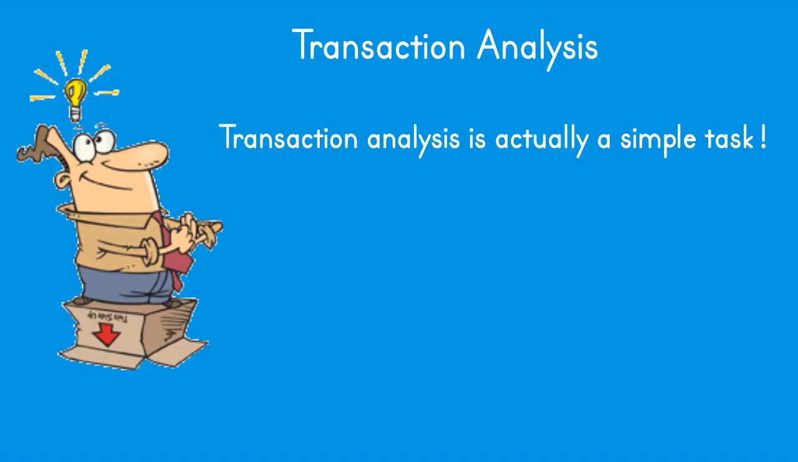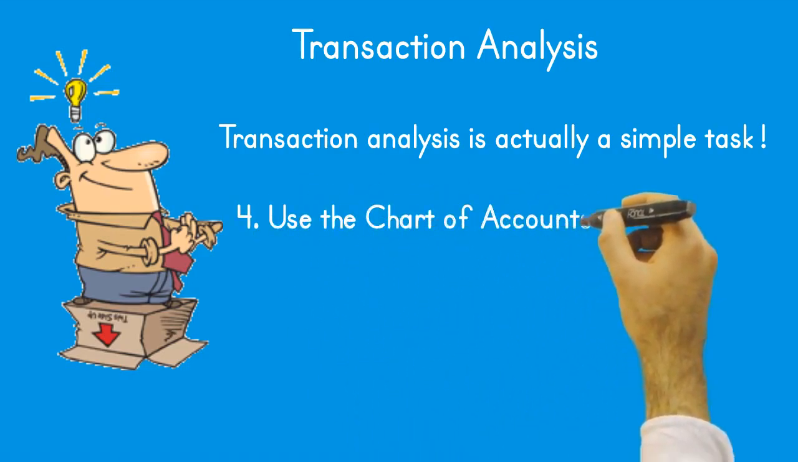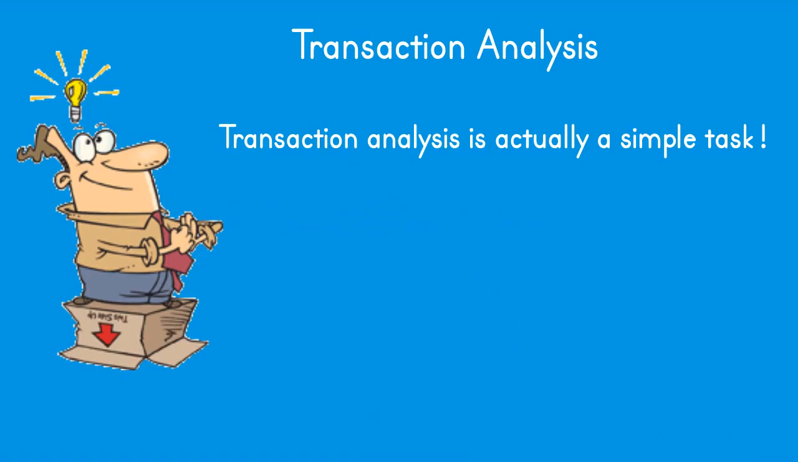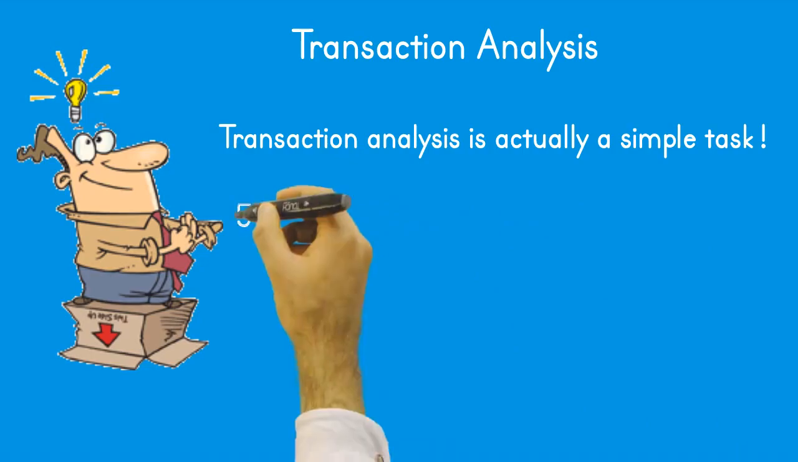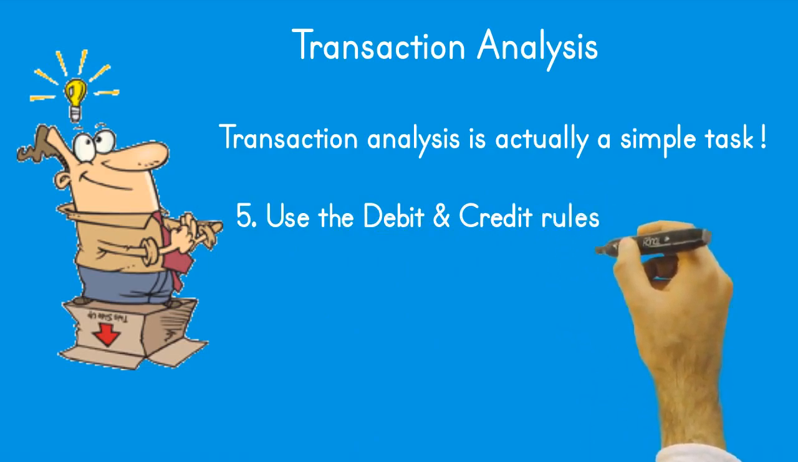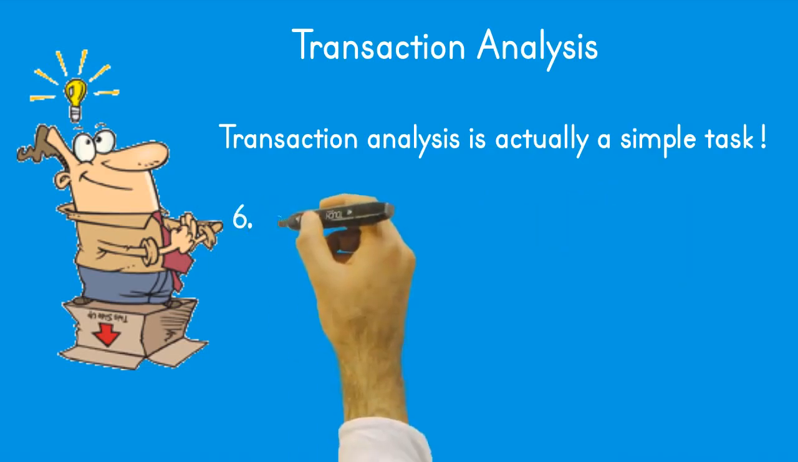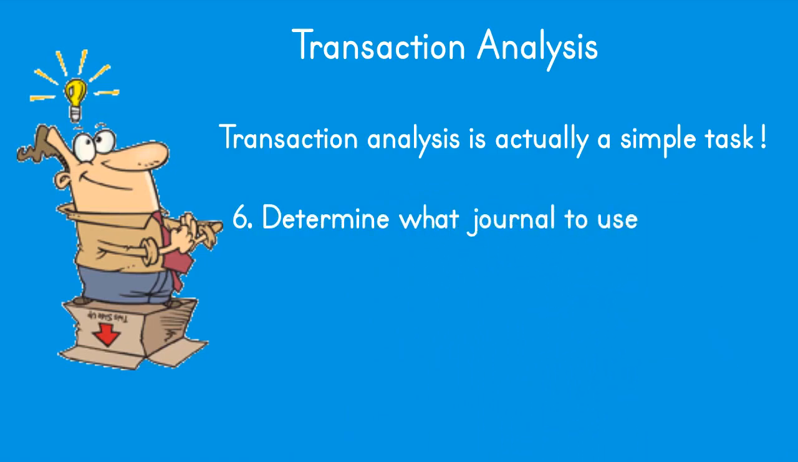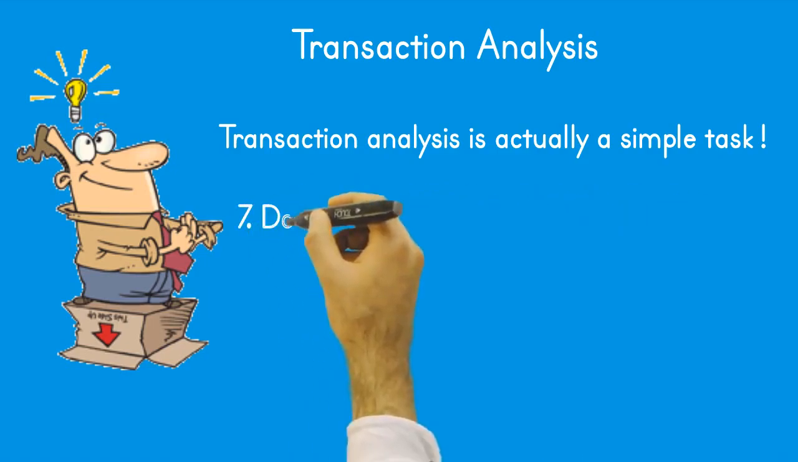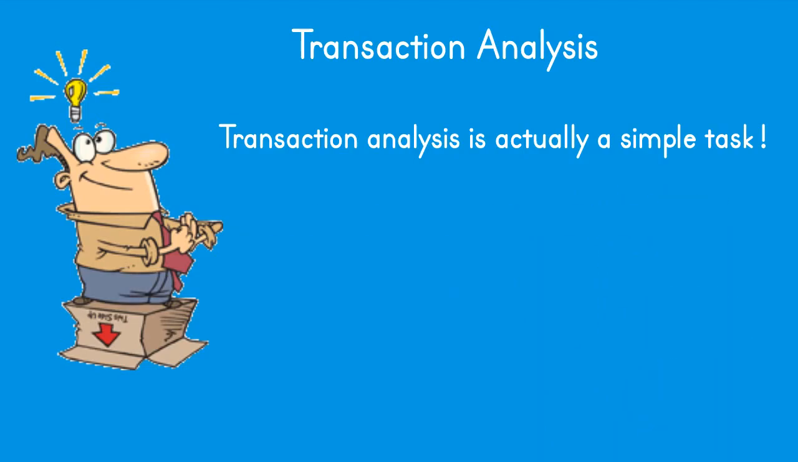4. Use the business's chart of accounts to determine the account numbers that represent these accounts. 5. Use the debit and credit rules to determine if the accounts are debited or credited. 6. Determine what journal should be used to record the transaction. 7. Do it: record the transaction.